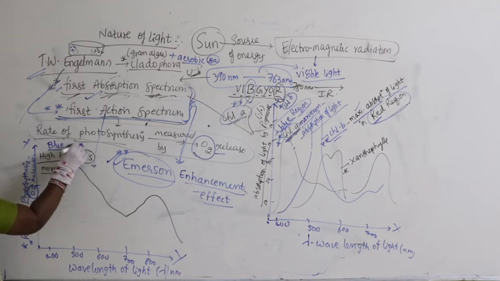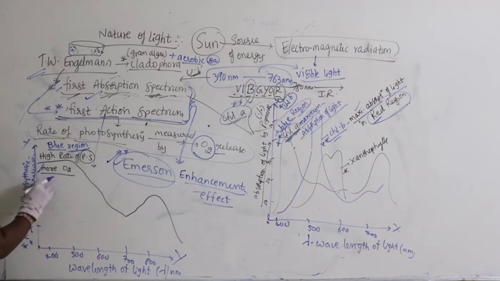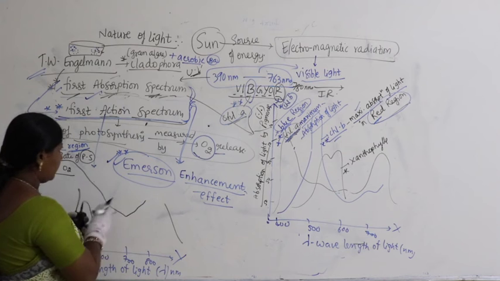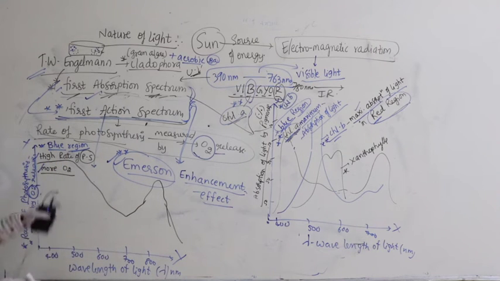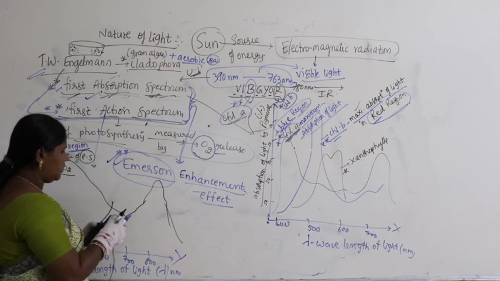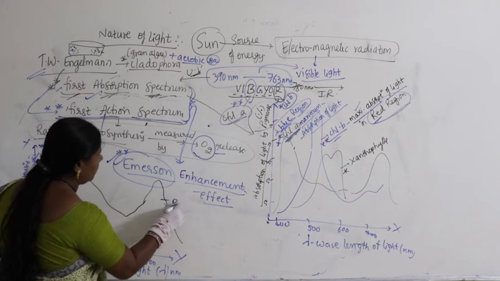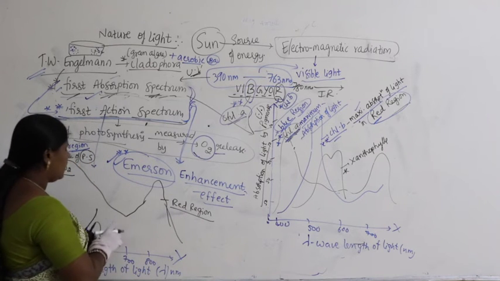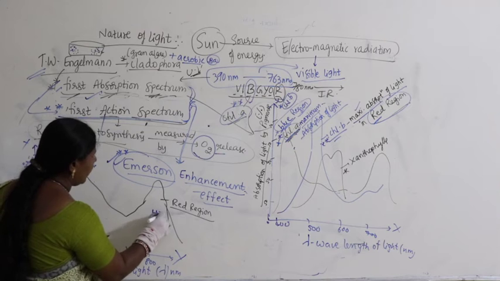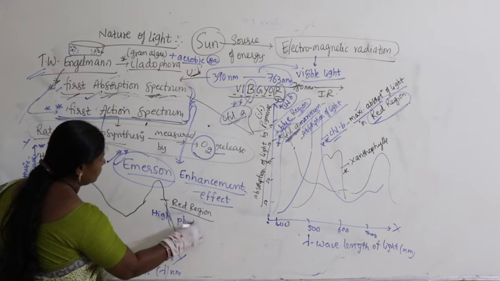That happened in the blue region. More oxygen is released, meaning this is the region where the rate of photosynthesis is higher, and that is in which region? Blue region. Then followed by, so a little lower you draw, because chlorophyll B also does. So here, coming to the red region, in the red region also, it is recorded as high photosynthesis.